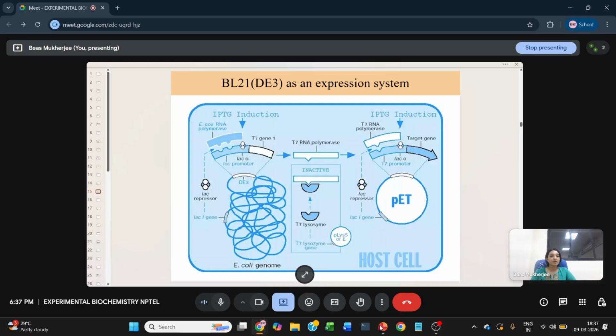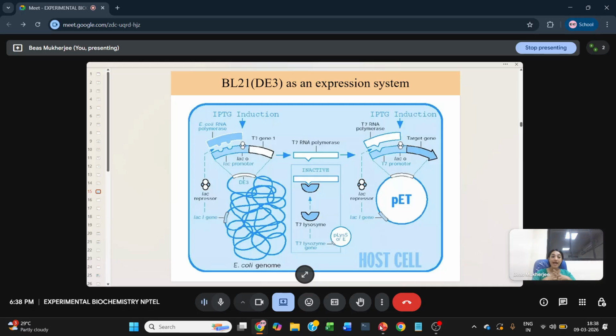So if you look at this particular bacteria, you will see that it is having this E. coli genome. In the E. coli genome, DE3 phage genetic material is encoded. And this phage genetic material actually codes for T7 RNA polymerase. So it is having the gene for T7 RNA polymerase. And that gene, at the promoter region of that gene, is E. coli RNA polymerase. So when E. coli RNA polymerase comes and binds to it, this will get activated.